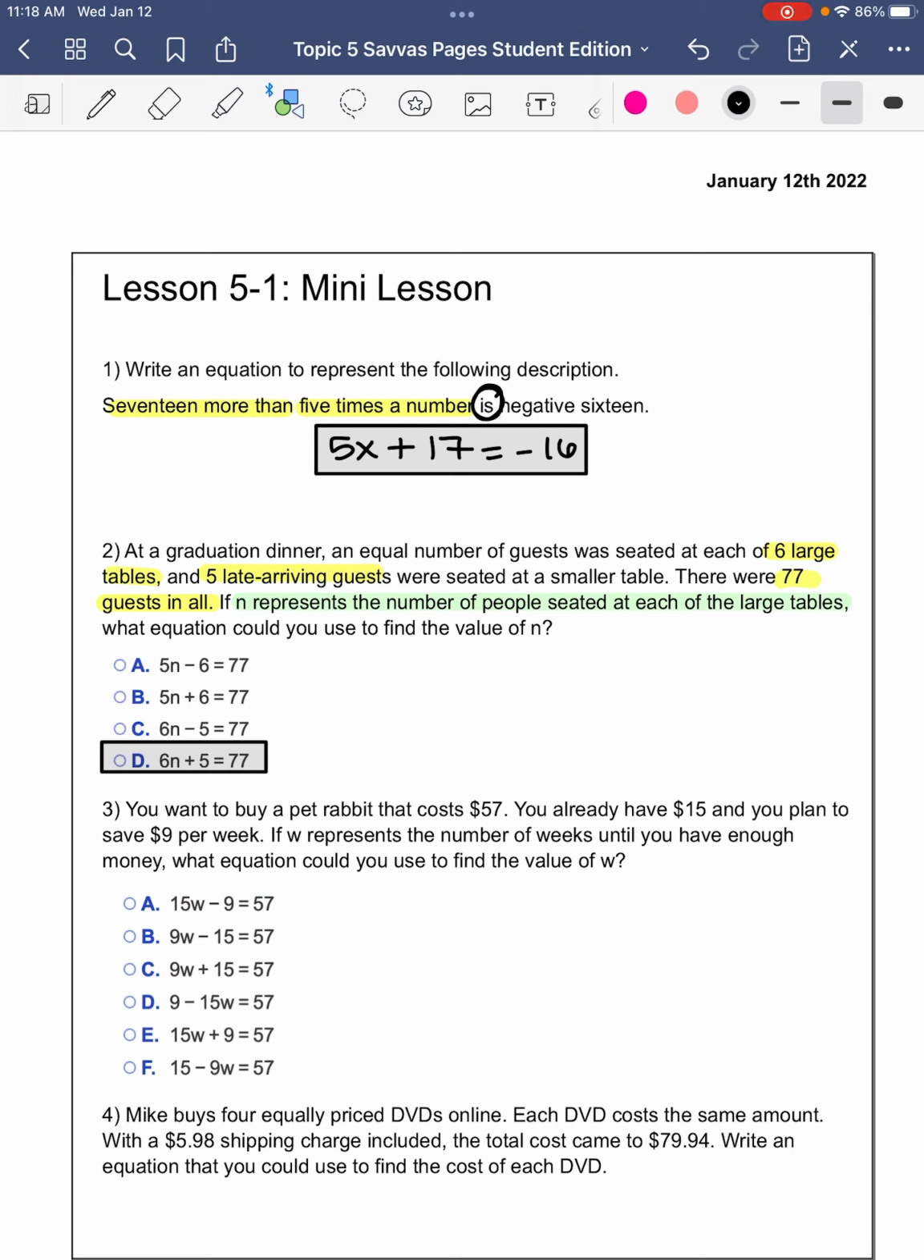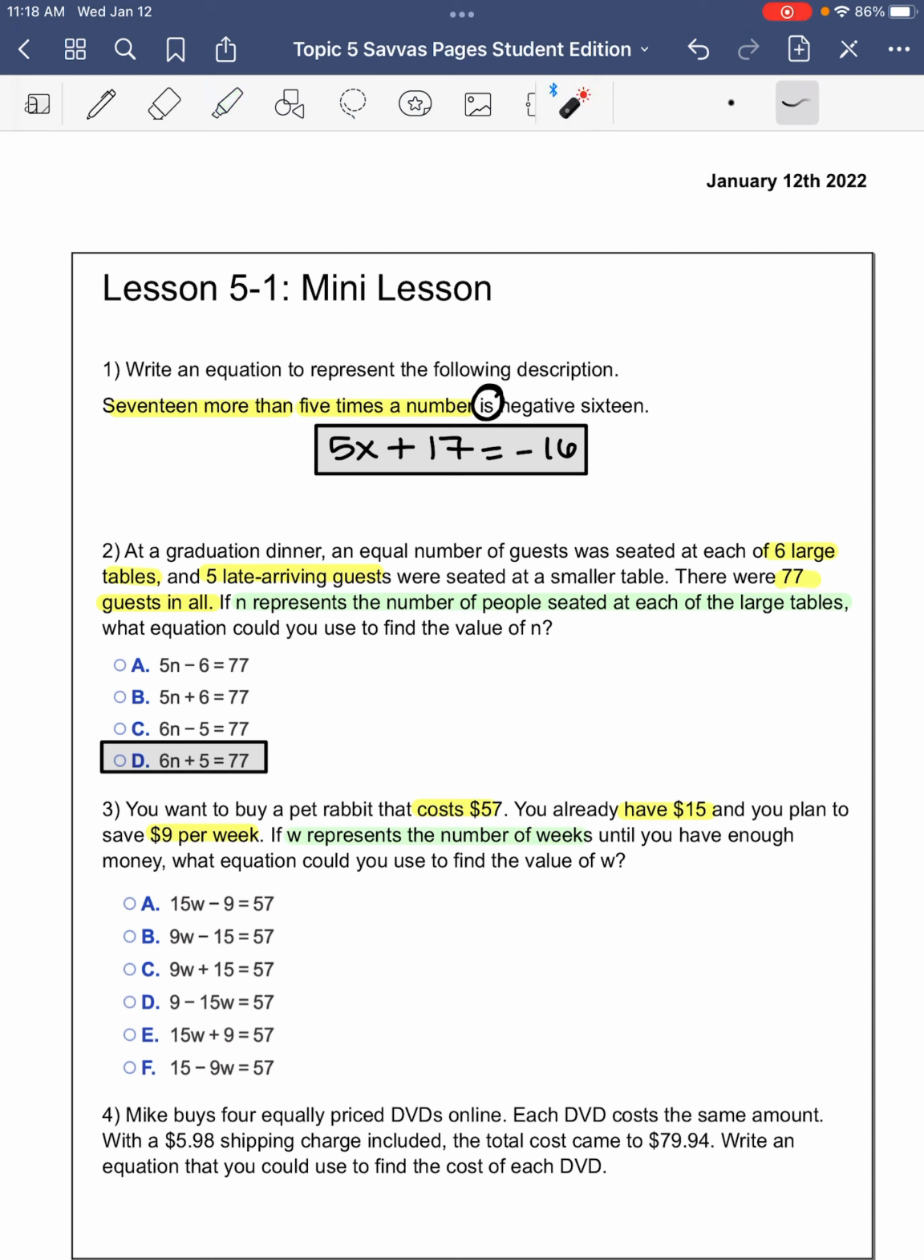Number 3, you want to buy a pet rabbit that costs $57. You already have $15, and you plan to save $9 per week. If W represents the number of weeks until you have enough money, what equation could you use to find the value of W? Okay, so some important information this time around. We know that the rabbit is going to cost $57. You already have $15, and you plan to save $9 per week. We're also told that W represents the number of weeks.